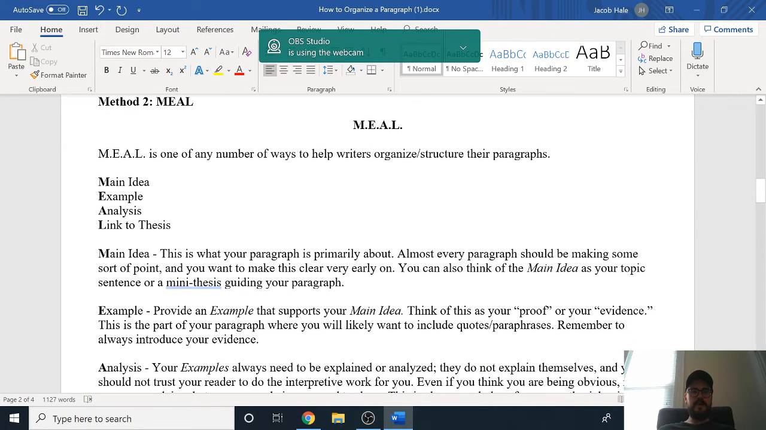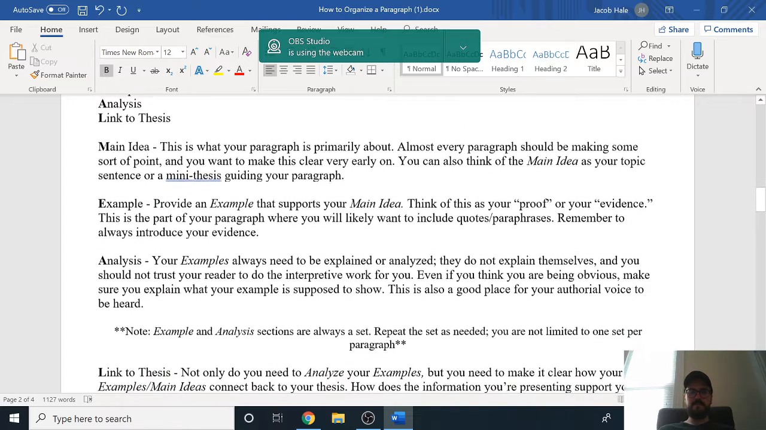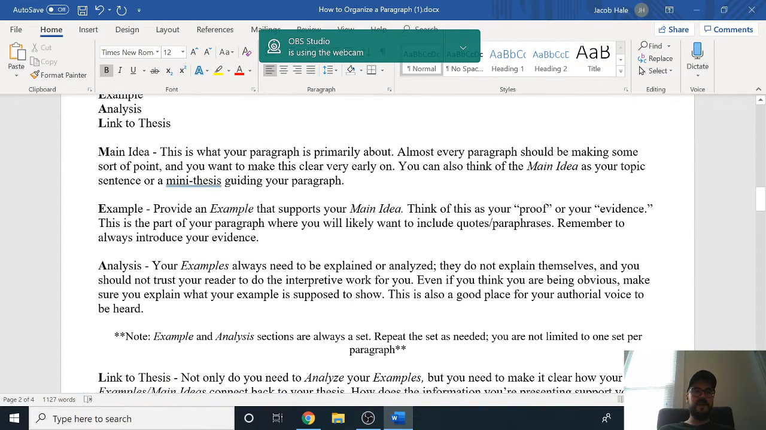So MEAL is an acronym that stands for Main Idea, Example, Analysis, Link to Thesis. Let me walk you through what each of those things mean. Main idea, this is what your paragraph is going to be about. So this is basically the same thing as your topic sentence. You always want to let your readers know what your paragraph is going to be about. It helps them build the correct expectations for what you're going to say. Almost every paragraph should be making some sort of point, and you want to make this clear very early on.